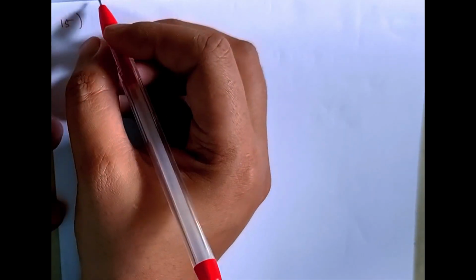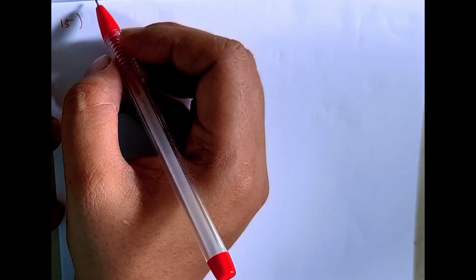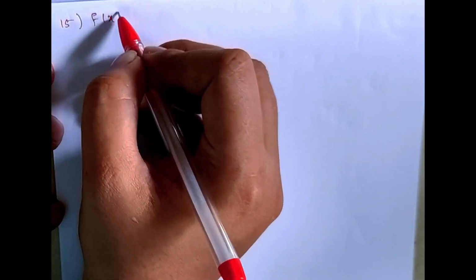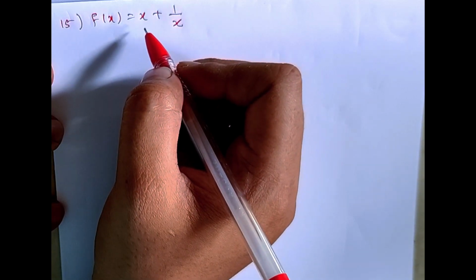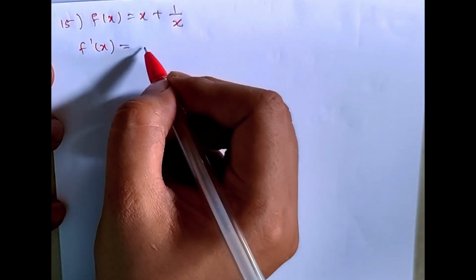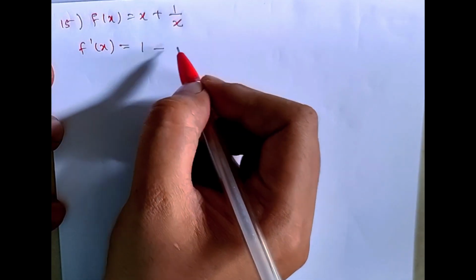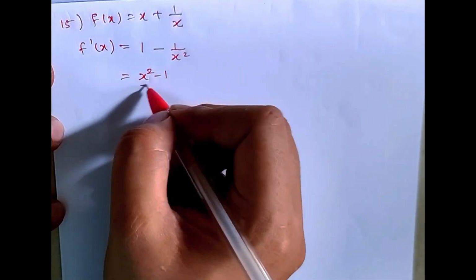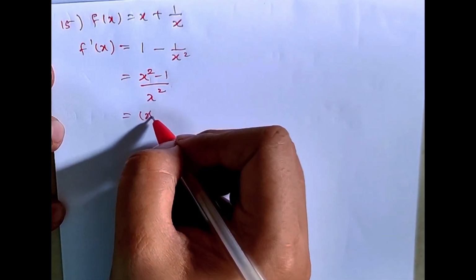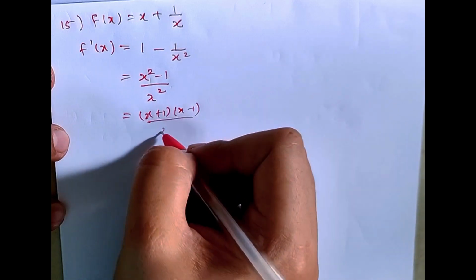Question number 15. Let I be any interval disjoint from minus 1, 1. Prove that the function f of x is x plus 1 by x is strictly increasing on the interval other than this minus 1, 1. We'll find the derivative. We get 1 minus 1 by x square. Here we use the u by v method, and when we take the LCM, it is x square minus 1 by x square. That is x plus 1 into x minus 1 by x square.